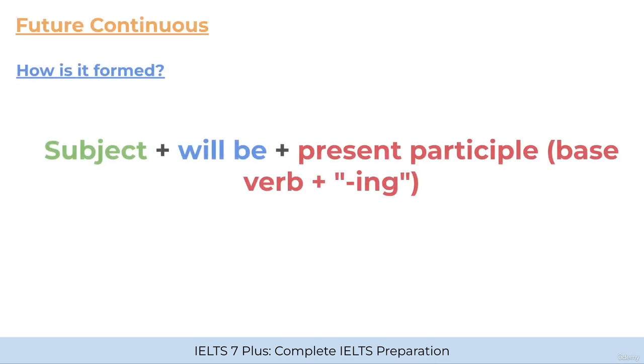Here's the equation. If this is helpful, I know that a lot of students benefit from seeing it both in word form and maybe in a sort of maths equation here that can be helpful. So subject plus will be plus present participle, which is the base verb, plus that ing. So a bit more complicated than the future simple. It's not as straightforward. But let's have a look at some examples, and hopefully by the end we'll all be confident with this tense.